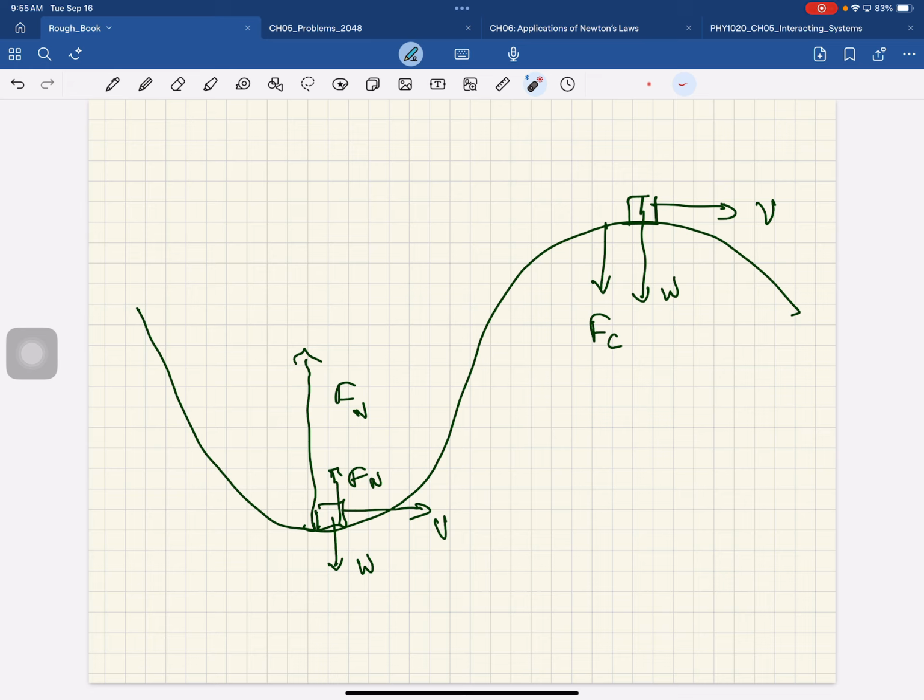You can experience this in a merry-go-round as well. That happens sort of fast. At the bottom, you feel the heaviest, and at the top of the merry-go-round, you feel light.